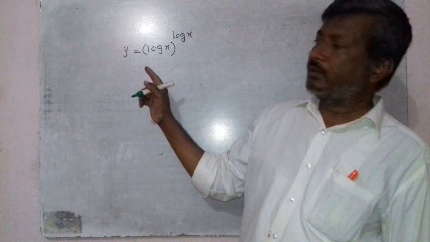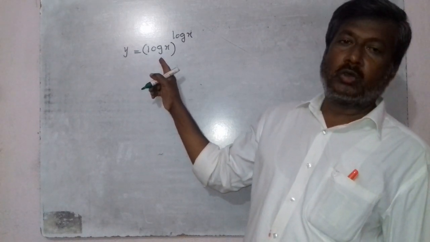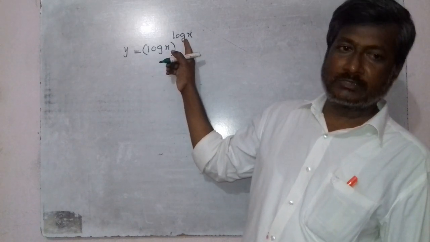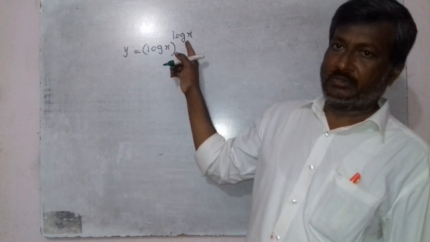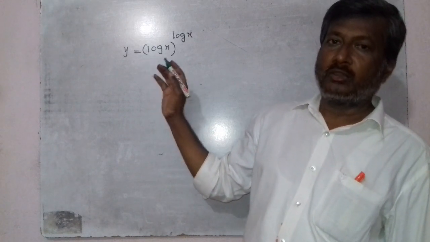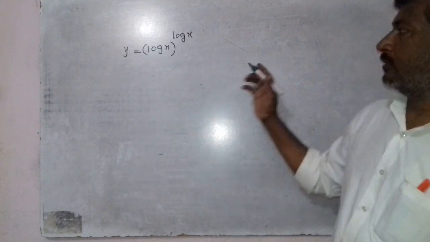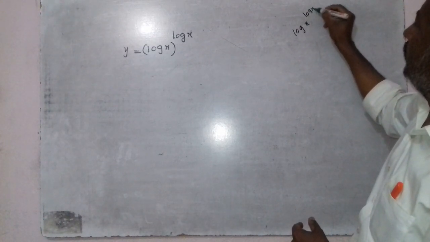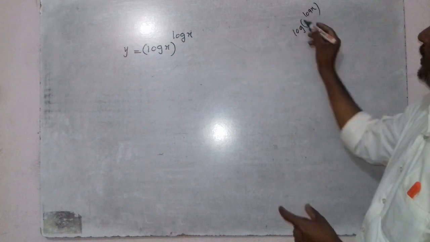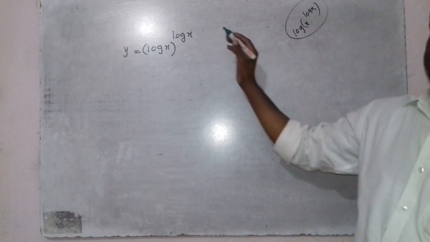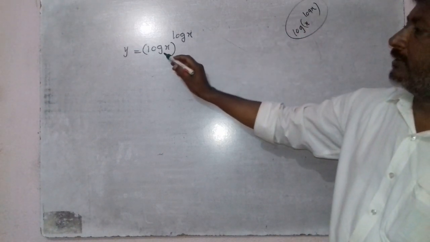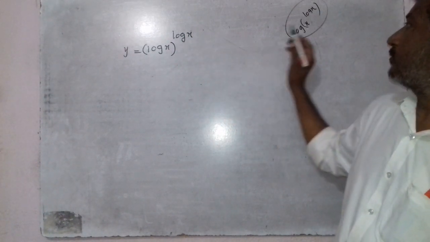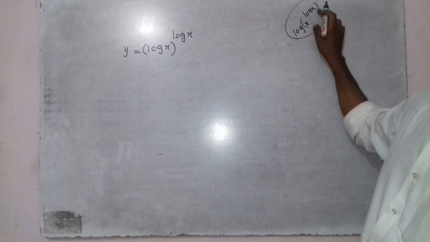Next, y equals (log x) raised to log x. It is a function raised to a function, the exponential form, so we have to take log. You should not confuse this with log of x raised to log x. This one and that one are both different problems. This one is function raised to function exponential form, while the other is already in the log m raised to n form.